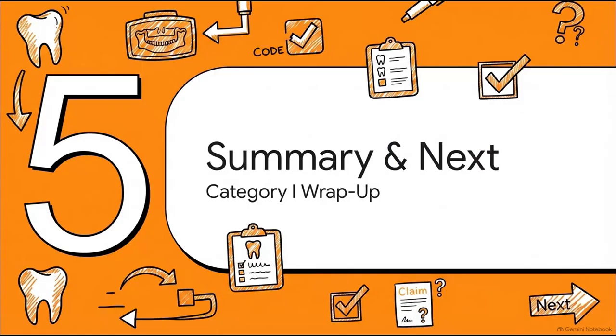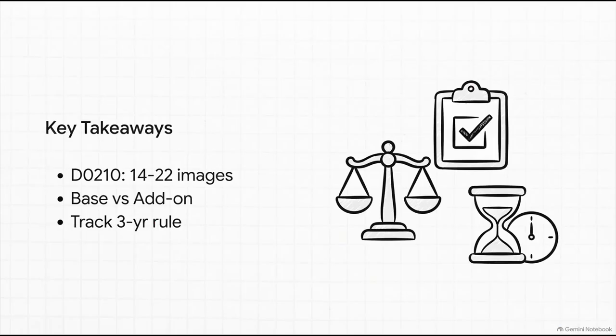And that brings us to Section 5, Summary and Next Teaser. Let's do a really quick rapid-fire recap so you can navigate Category I imaging without those pesky denials. First, always remember your D0210 FMX requires 14 to 22 images. Second, strictly follow your base versus add-on rules. D0220 comes first, D0230 follows.